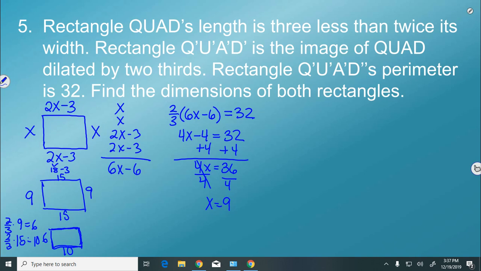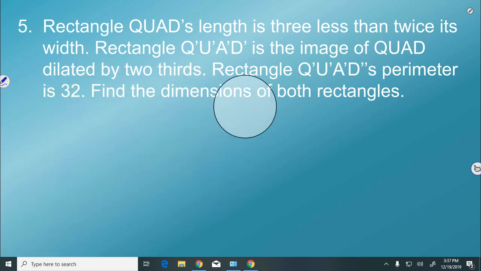Okay, so we have enough there that we could do a lot of work to figure out the dimensions of the original rectangle and the dimensions of the new rectangle. And again, if I added 10 and 10, 6 and 6, I would get 32, which is the dilated image's perimeter. All right, so you are now on your own to try some exit tickets and then move on to the homework.